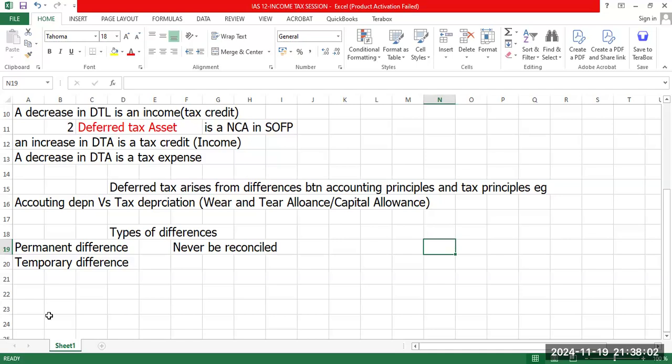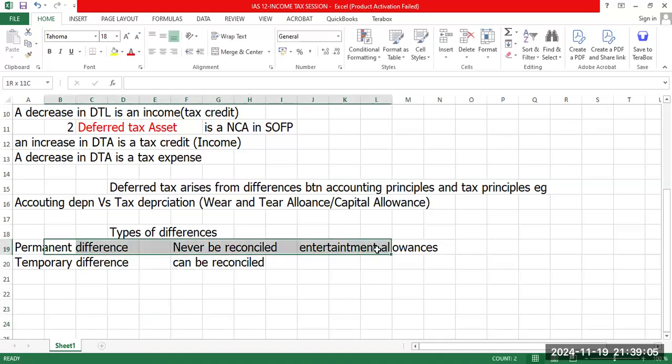But with accounting depreciation and tax depreciation, you can reconcile by preparing wear and tear. So here you cannot reconcile. Here we talk about entertainment allowances. The taxman will disallow such items, and there is no way you're going to reconcile. So a temporary difference is a difference between tax and accounting principle that can be reconciled.